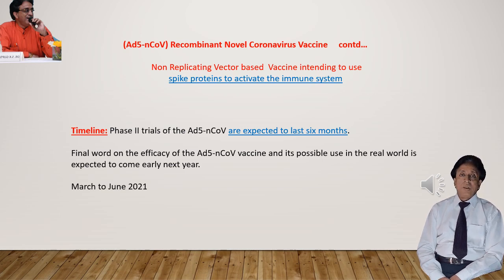Phase 2 clinical trials of this vaccine are expected to last about 6 months, and we are likely to have a vaccine by the end of this year. However, the CEO of the company stated that the vaccine is expected for commercial use in March to June 2021.